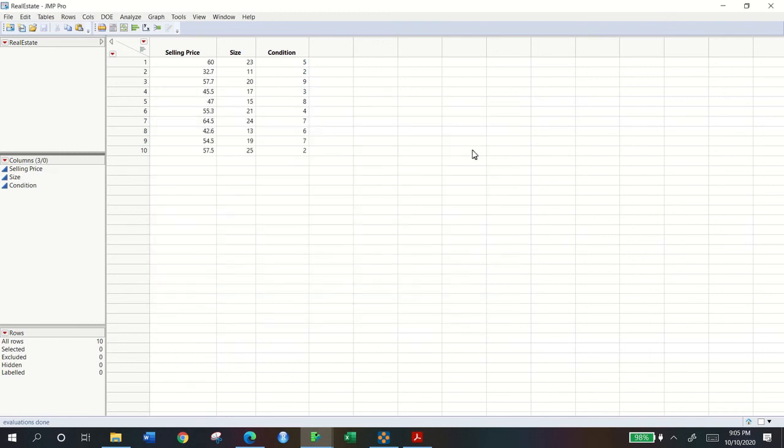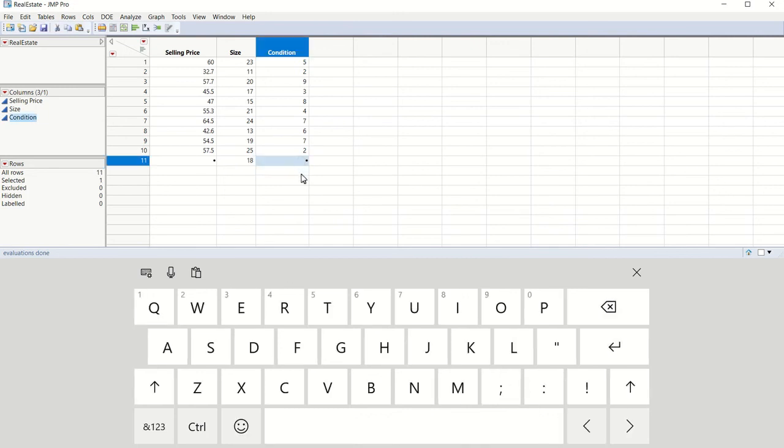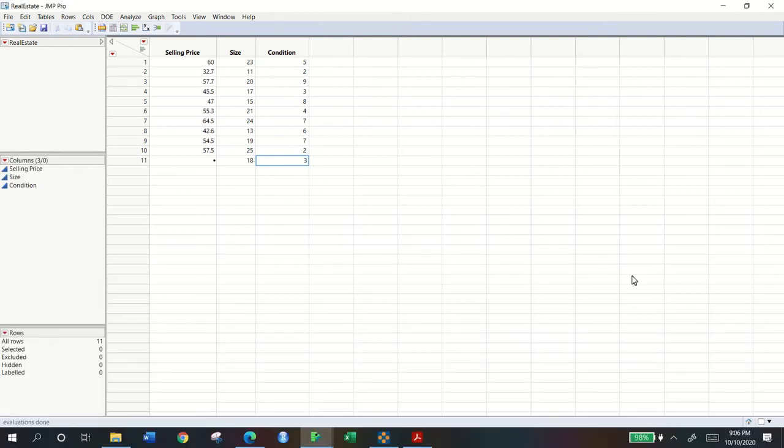Also, if we need to predict something that's not already given in this table, we can do that at this point by adding it in. For example, if we wanted to see what would happen if we have a house of size 18 and home condition 3, we can use this while we are constructing our fit model report, and we can get those predicted values. So let's demonstrate that right now.